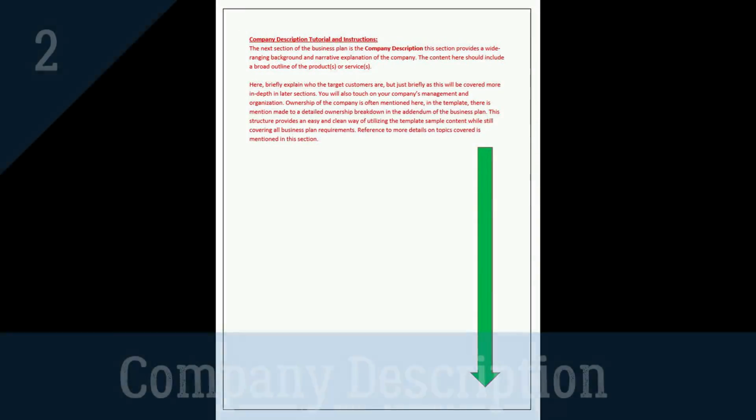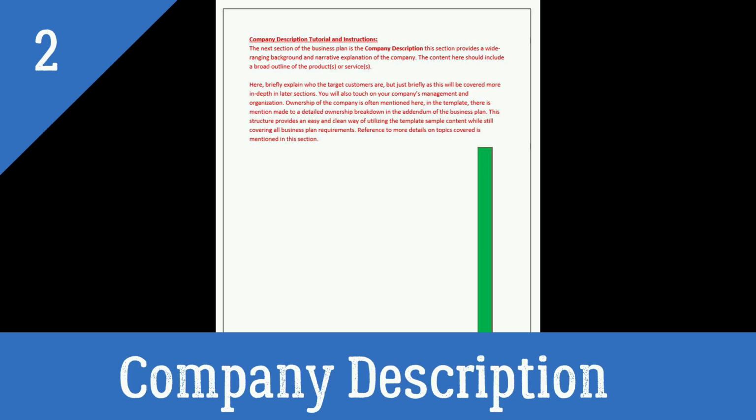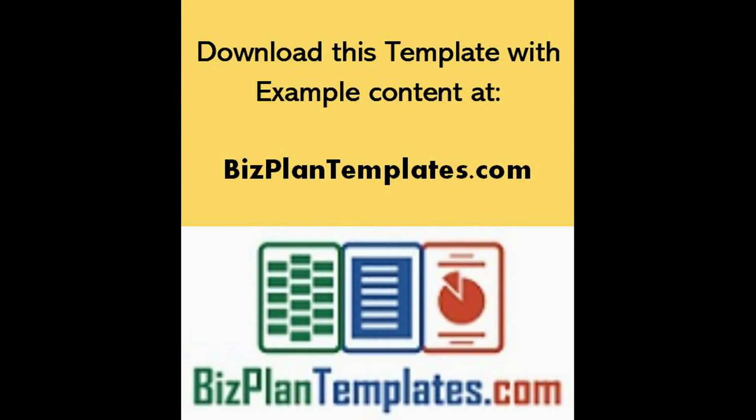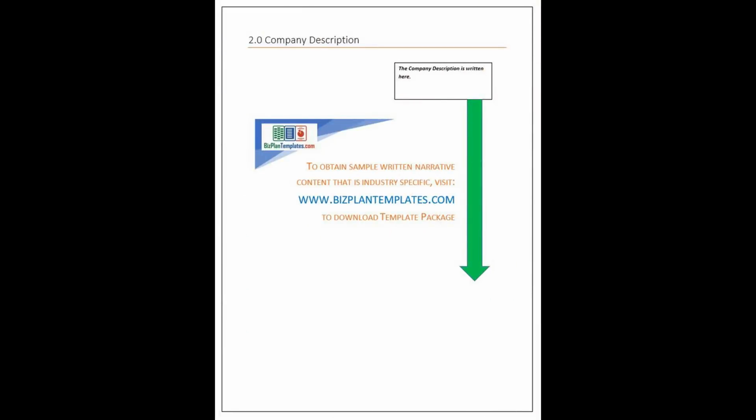Company Description Tutorial and Instructions. The next section of the business plan is the Company Description. This section provides a wide-ranging background and narrative explanation of the company. The content here should include a broad outline of the products or services. Here, briefly explain who the target customers are, but just briefly, as this will be covered more in depth in later sections. You will also touch on your company's management and organization.